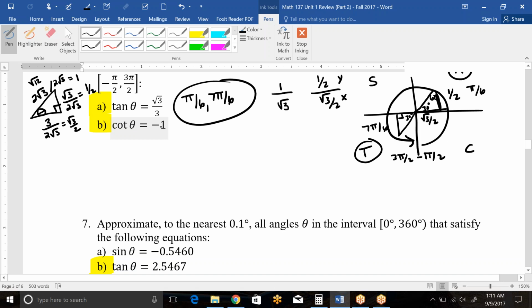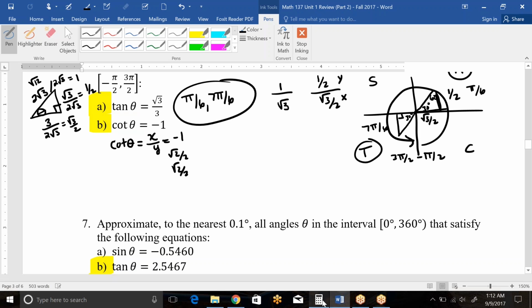Cotangent of theta being -1 should be a little different though, because for it to be -1, remember that cotangent of theta is when you have x over y. So that meant that you had to have something over itself for that to be -1. So for x and y to be exactly the same, that means you're dealing with a square root of 2 over 2 and a square root of 2 over 2, and one of them is negative.